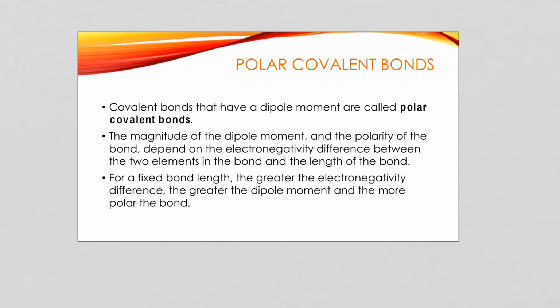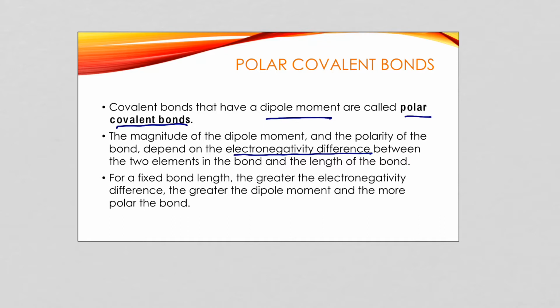So if you have a bond that has a dipole moment, it's called a polar bond, or a polar covalent bond if you want to get a little more specific. Now, how big that dipole moment is, meaning how unequal the sharing is and how polar the bond is, depends on how big the electronegativity difference is. So the bigger the difference, the more polar the bond is, the bigger the dipole moment would be.